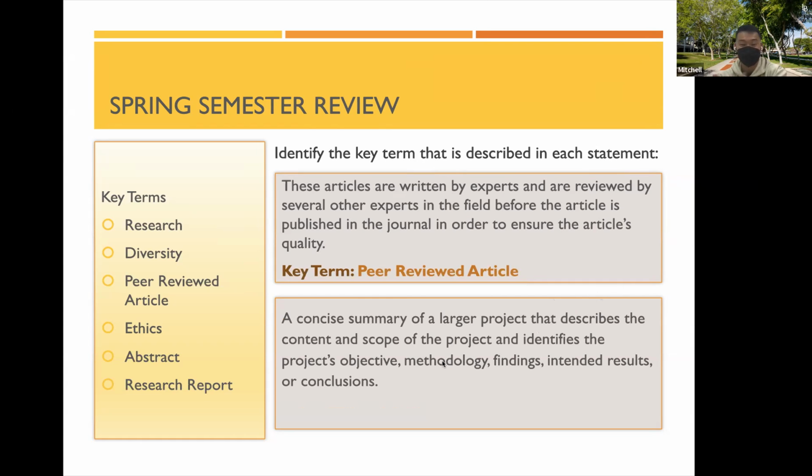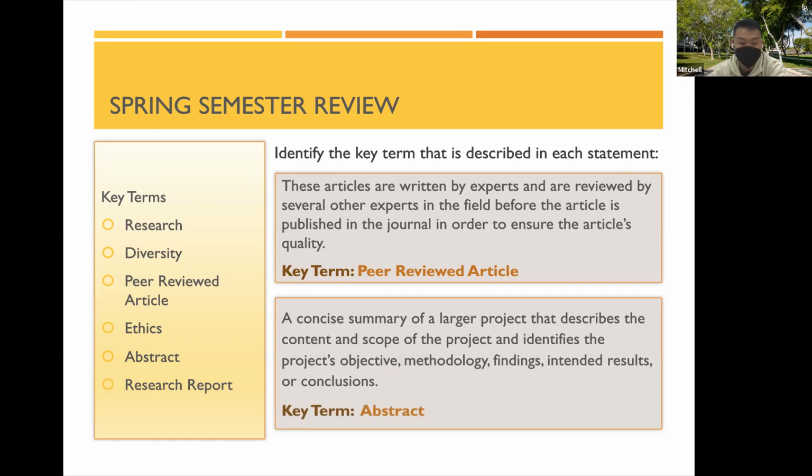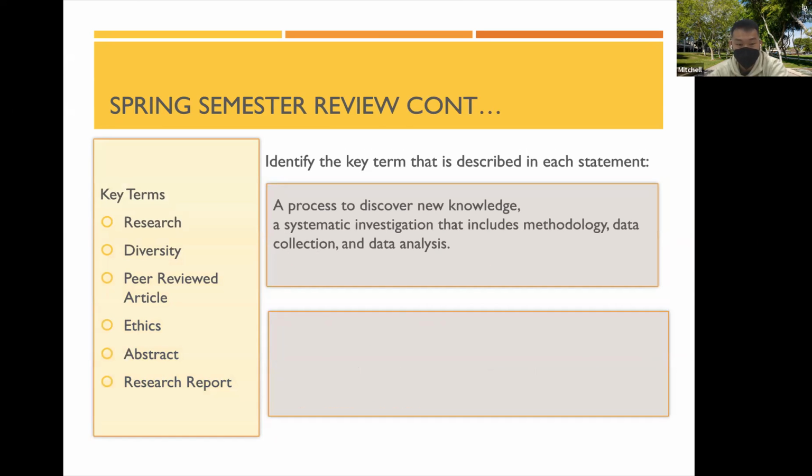The next one is a concise summary of a larger project that describes the content and scope of the project and identifies the project's objectives, methodology, findings, intended results, or conclusions. Does anyone have any idea what key term this is? The abstract. The abstract, correct. Thank you. So we'll go on to the next term.